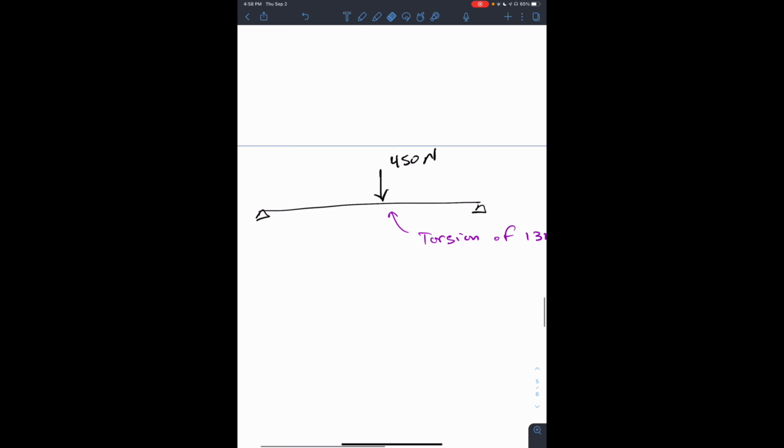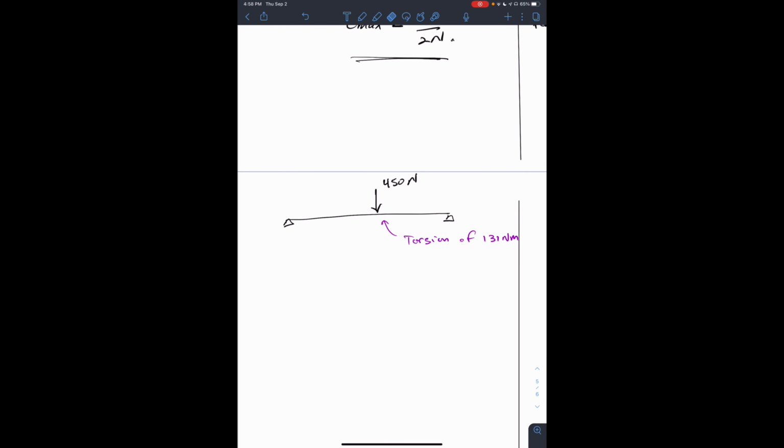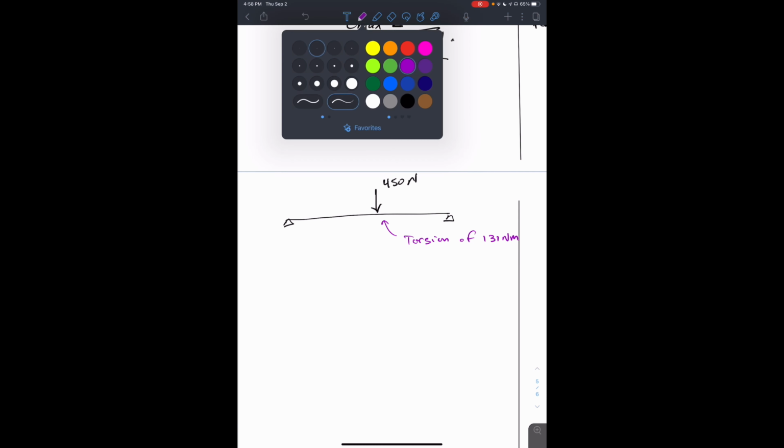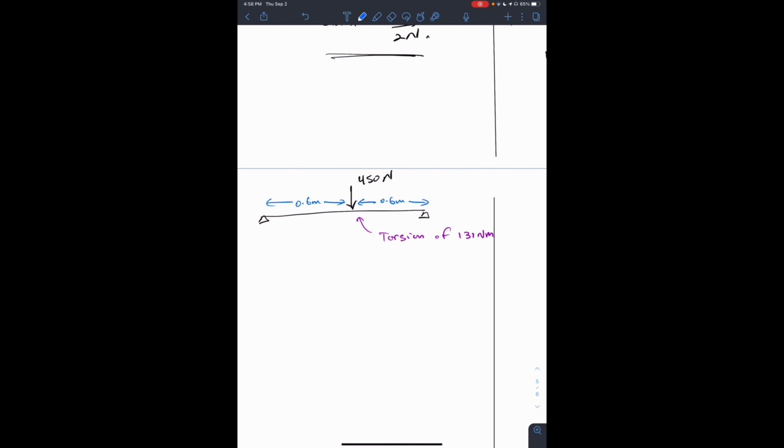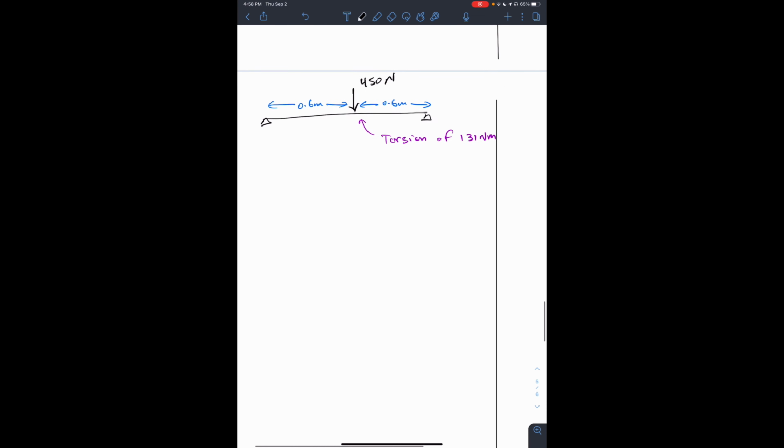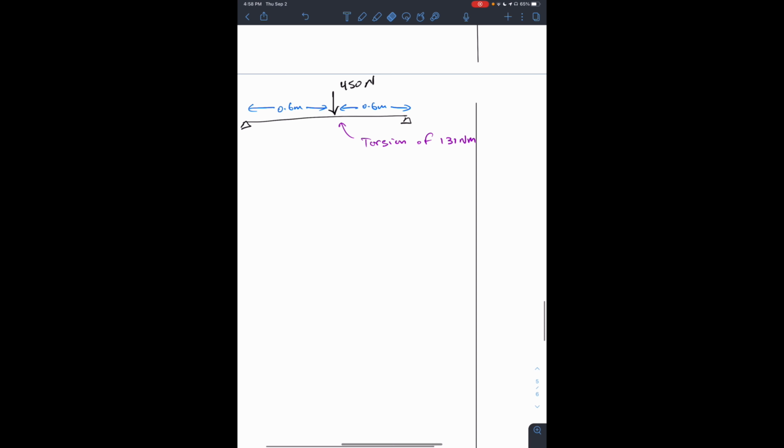So we have beam 3, which is loaded at the center, and then we have a torsion of 131 newton meter that is trying to twist the beam. So let's twist now the beam. Let's talk more about it. We said that the cross section of the beam is a pipe. Right, so this is the pipe.